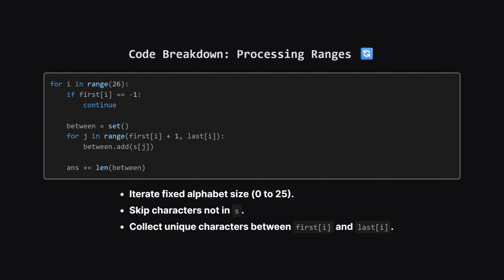If a character was never found, meaning its first index is still -1, we skip it. Otherwise, we take the indices we stored in first and last, loop through the string strictly between them, and collect the unique characters in our set. Add the size to the answer, and we're done.